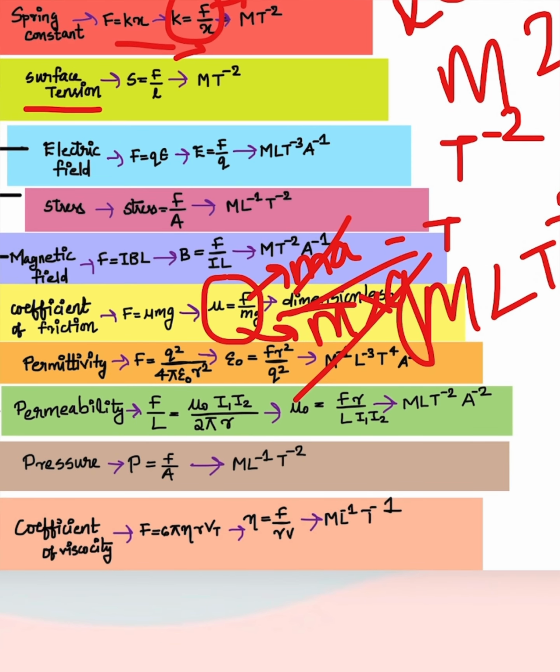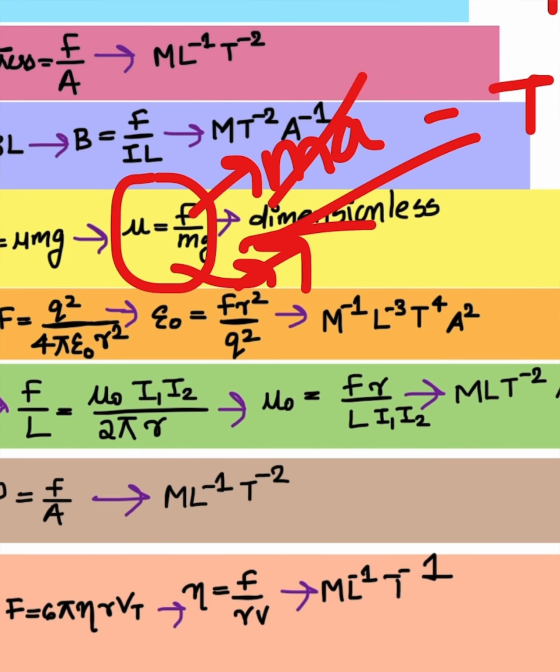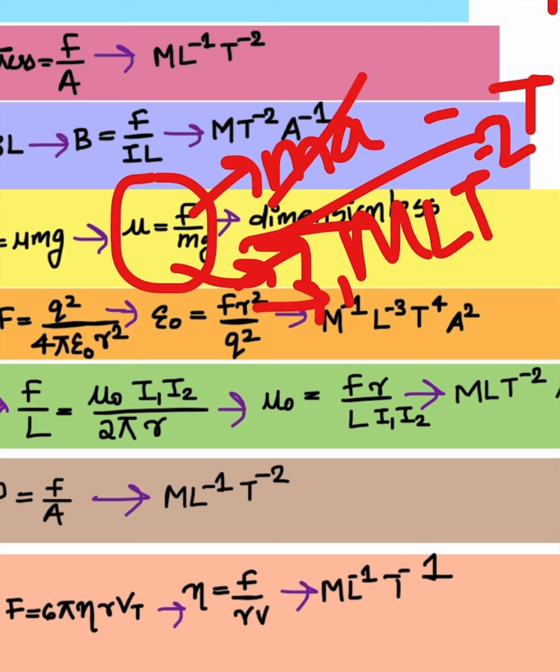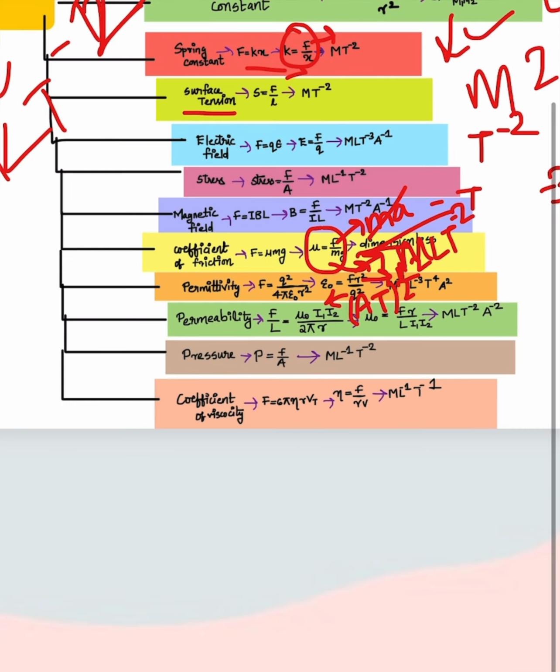Permittivity of free space epsilon 0, we already found it in an equation. The unit and the dimension of epsilon 0 can be found from the dimension of F, which is MLT raised to minus 2. Dimension of R square is equal to L square, and charge squared is A into T the whole square. So by solving this we can get the answer.